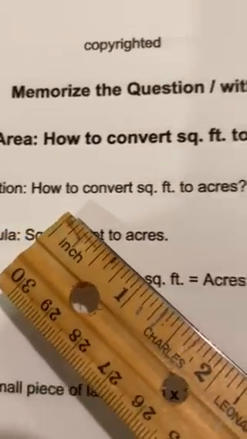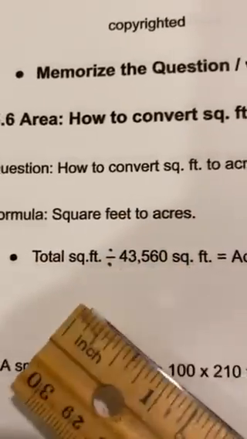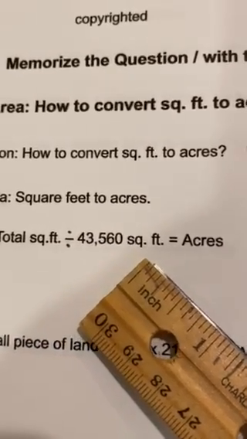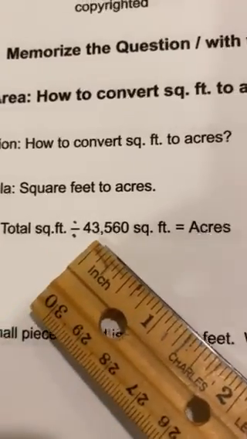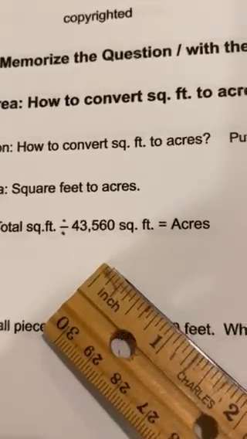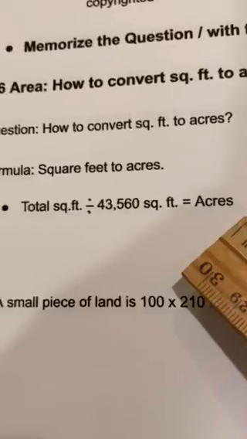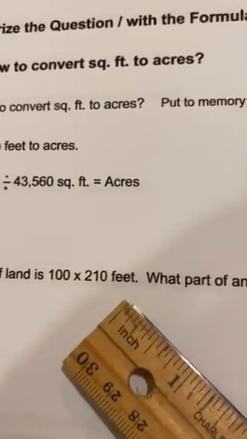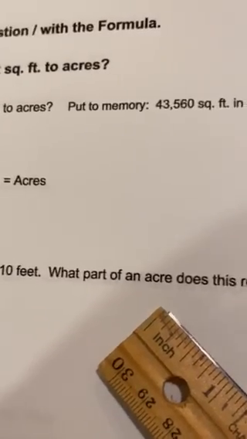Area: how to convert square feet to acres. Question: how to convert square feet to acres? You must memorize this number: 43,560 square feet in an acre. Total square feet divided by 43,560 square feet equals acres. Let's do a problem. A small piece of land is 100 by 210 feet. What part of an acre does this represent?